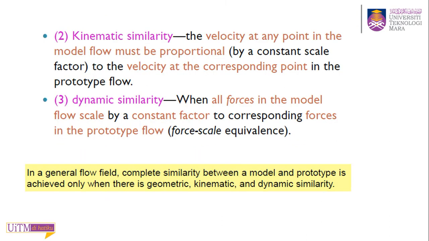The second one is the kinematic similarity. What this means is that the velocity at any point in the model flow must be proportional to the velocity in the prototype flow. If you make a boat, for example, before this I showed you the picture of a boat, the Navy fleet, the velocity of that model must be proportional to the one that you want to build, the prototype or the real one. So kinematic similarity must hold between the model and the prototype.